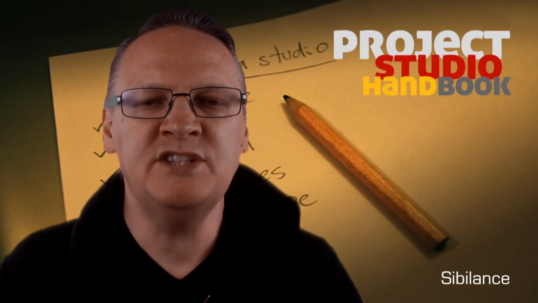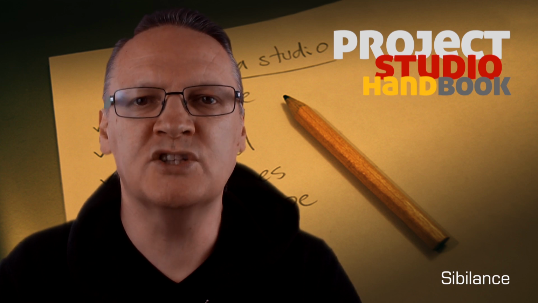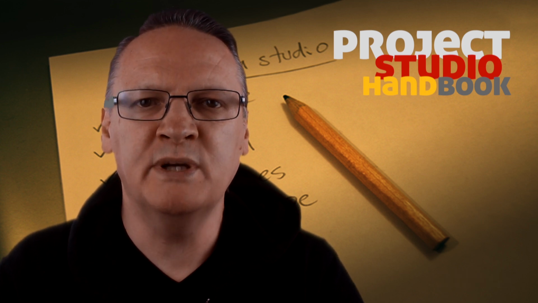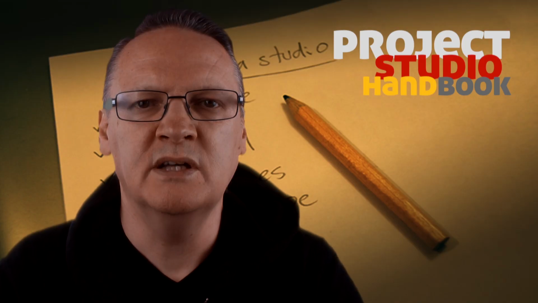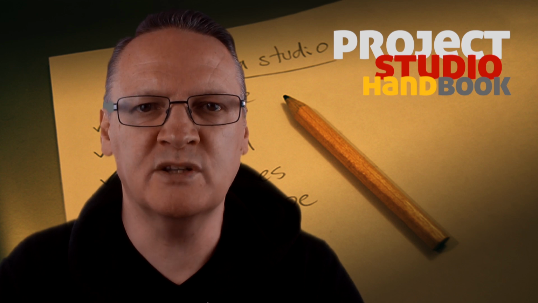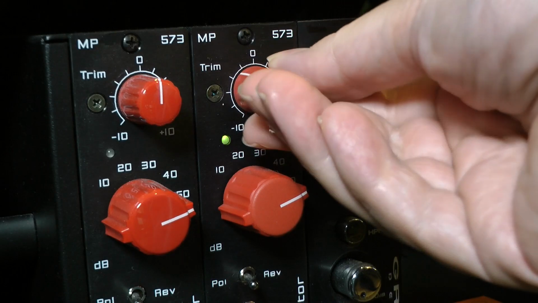Sibilance is the hissing sound created when articulating some consonants and can become particularly pronounced with the letter S. Sibilance can become exaggerated when using large diaphragm capacitor microphones and is generally undesirable.